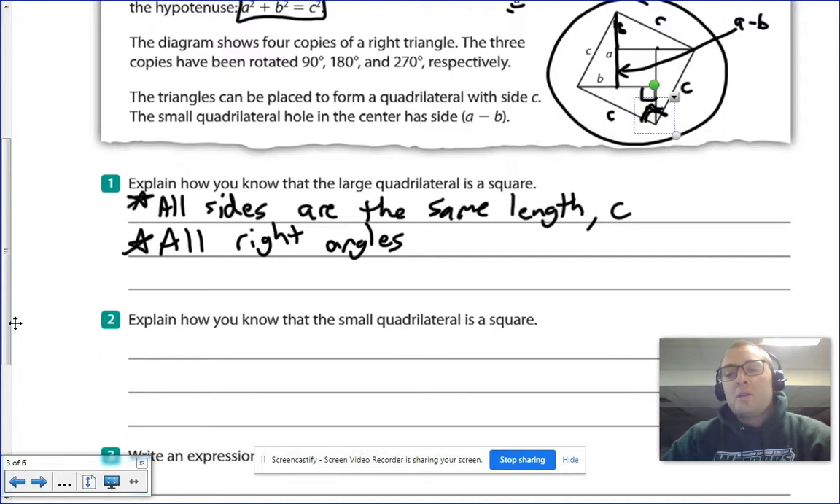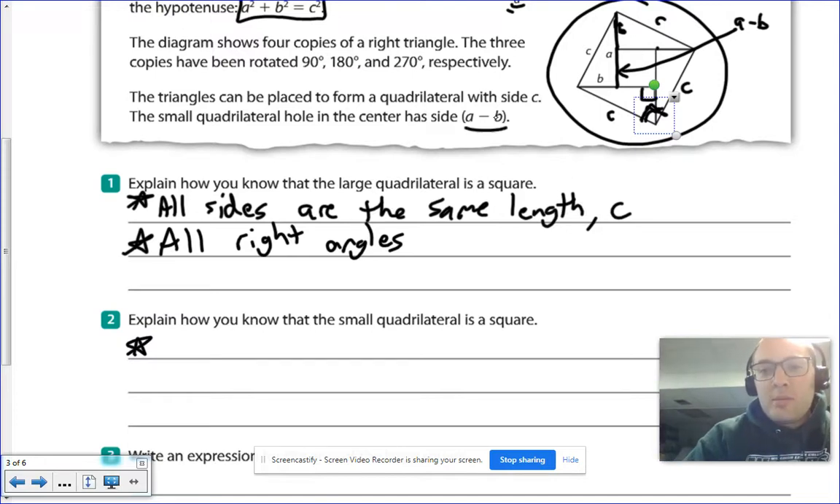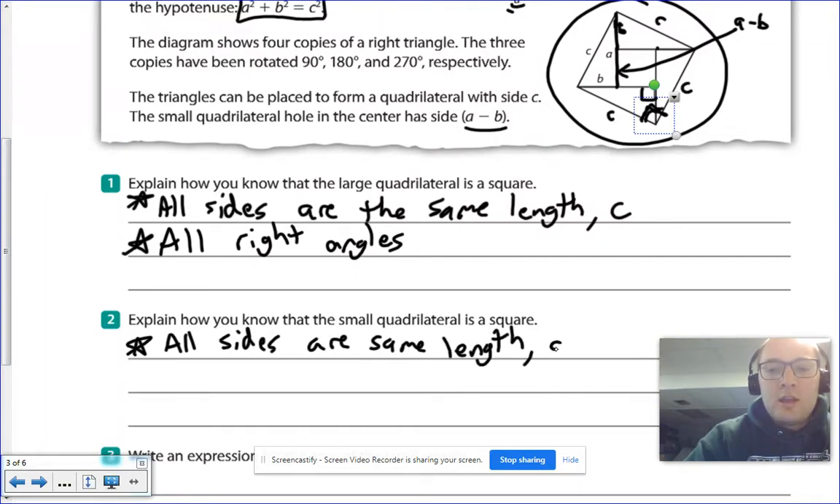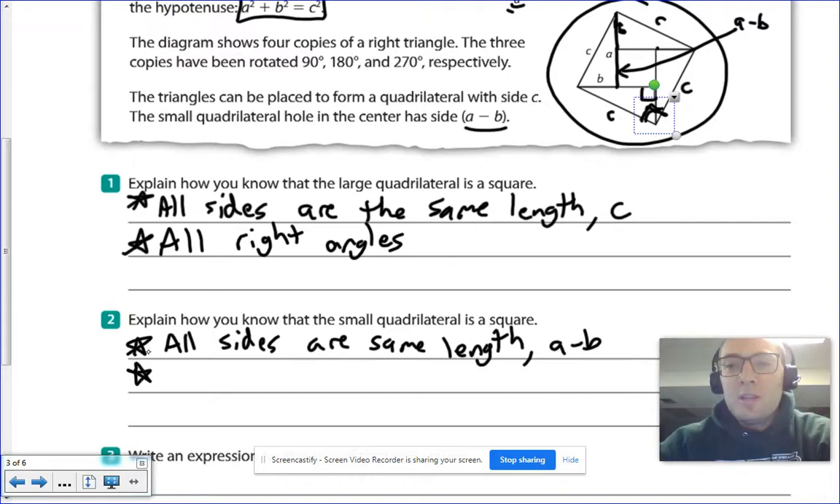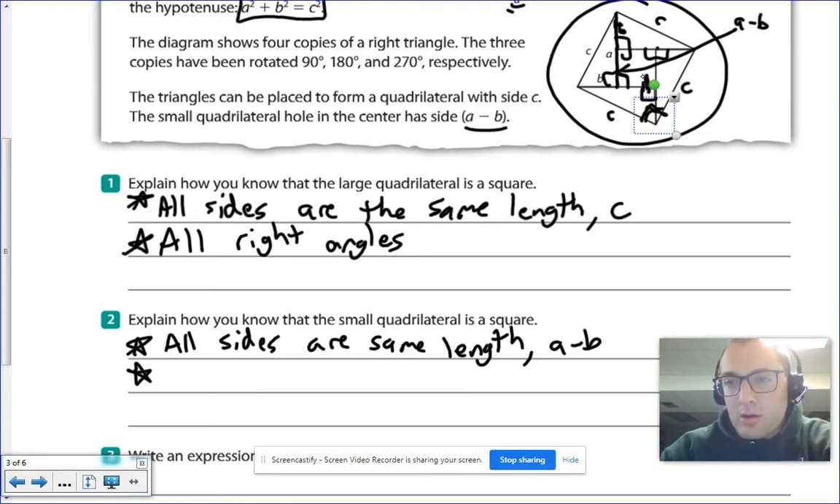Explain how you know that the small quadrilateral is a square. Okay, well, same idea. We know that it actually said that all the side lengths were A minus B. So all sides are the same length again. And that's A minus B. So that's one part. Can we show that they're all right angles? Well, in this triangle, it's a right angle. And next to it, to make a line, would also have to be a right angle. Same thing here and here. Here and here. And here and here.